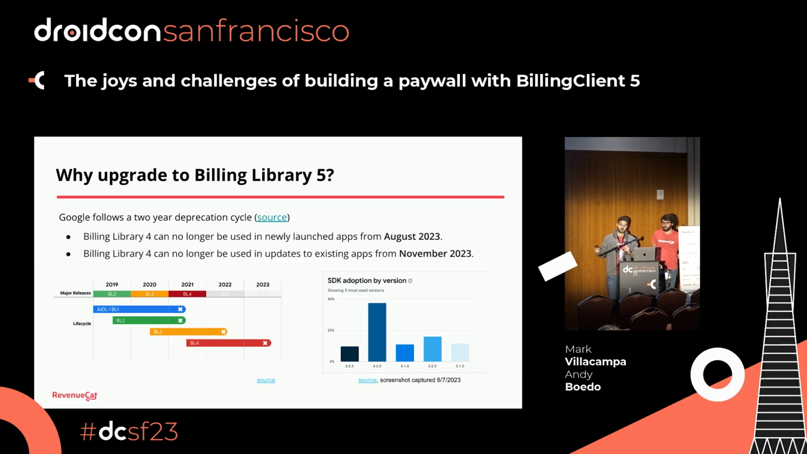And existing apps will not be able to publish app updates if they're still using Billing Client 4 starting November of this year. So the clock is ticking, and we actually pulled these numbers yesterday from Google, and most developers are still using, overwhelmingly so, Billing Client 4. So that means all the apps that are using 3 or 4 will have to update to Billing Client 5 or 6 by November, or they will not be able to publish any updates. So TLDR, you have to update.